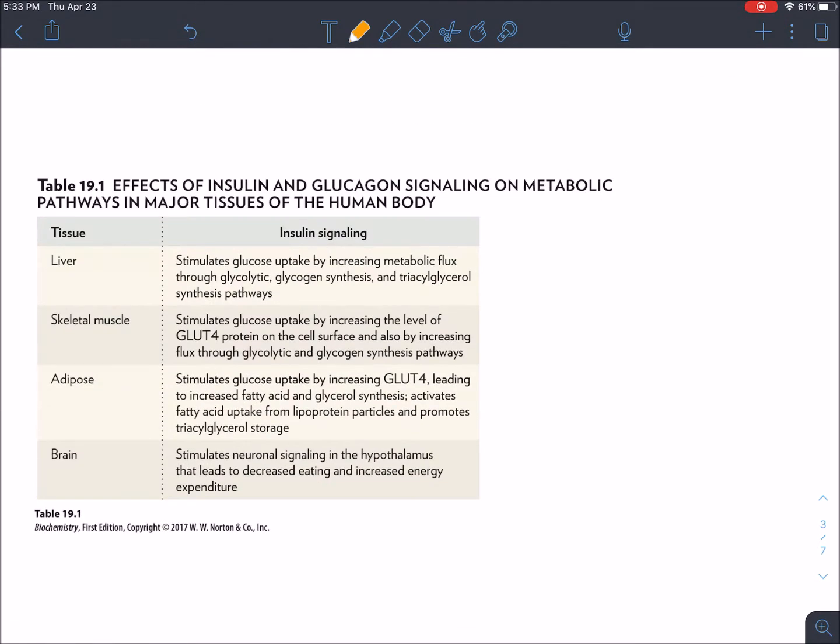So, when insulin is released, it stimulates glucose uptake in the liver, the skeletal muscle cells, and in the adipose tissue cells. It also stimulates neuronal signaling in the hypothalamus and acts sort of as a form of negative feedback inhibition in the brain, where it tells the brain, stop eating, no more food, and helps to modify the body's energy expenditure as well as the behavior of the person. So insulin signaling will eventually lead to a loss of appetite.